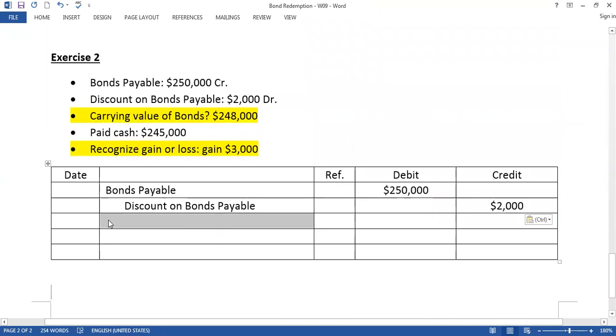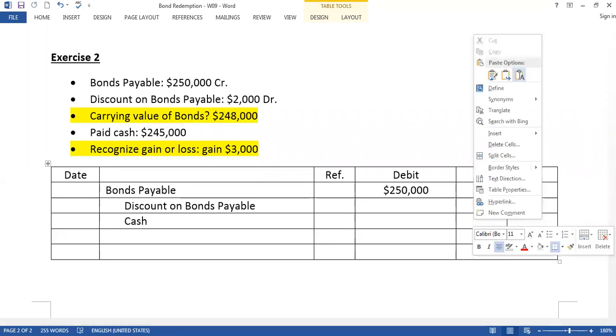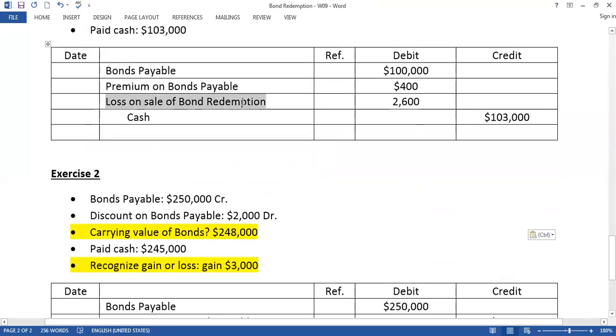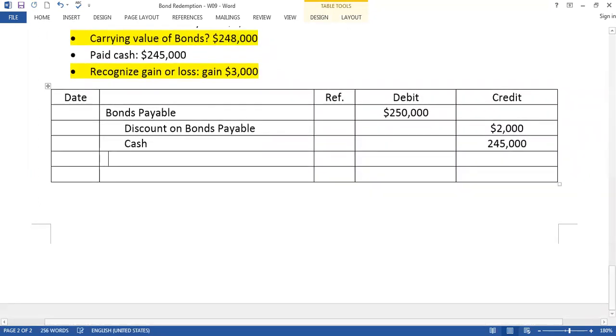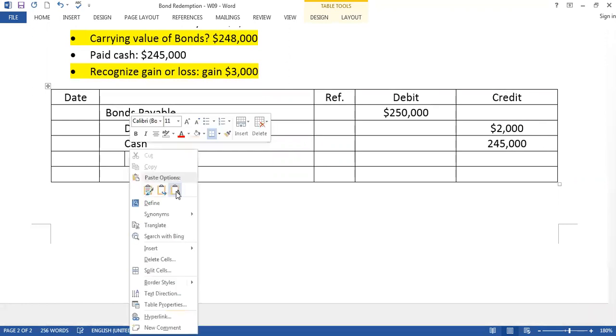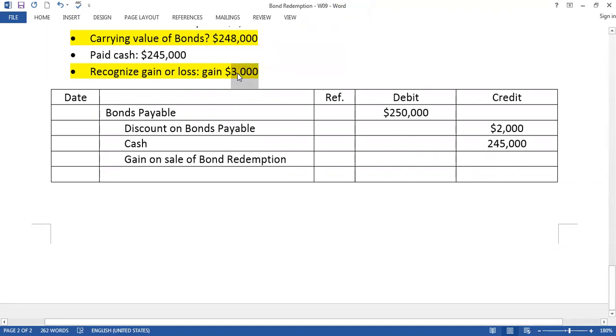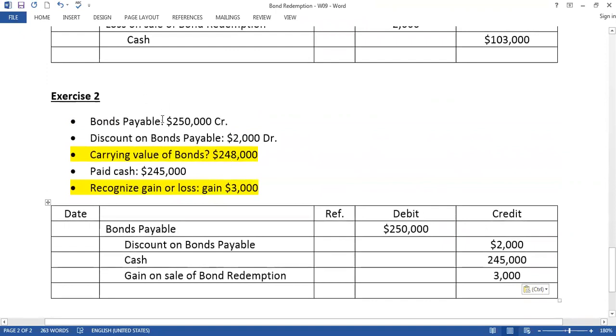Then we pay cash, right? We pay cash credit, and we pay cash of $245,000. Before, we already recognized our gain or loss, right? If it is a gain, does gain go to the debit side or credit side? Gain is credit. So it is gain on sale of bond redemption, and it is $3,000. So these are the journal entries.